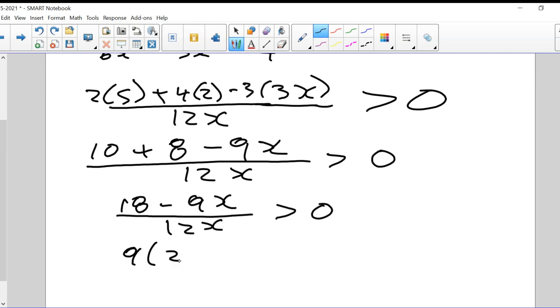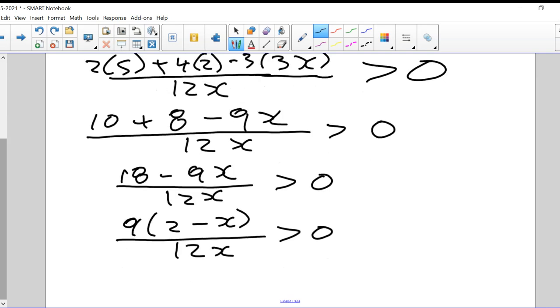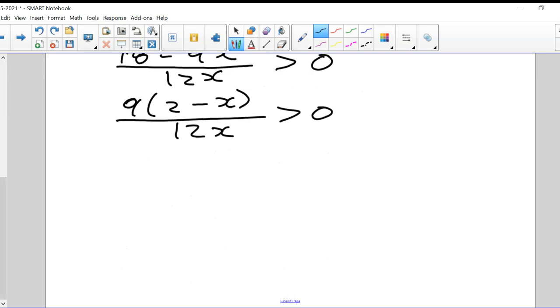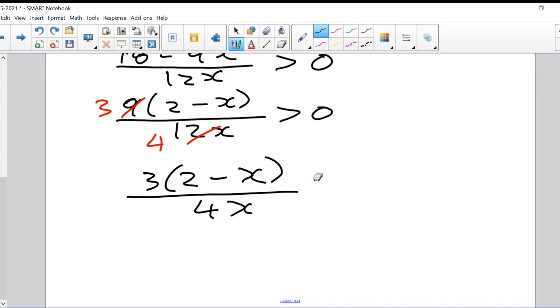So that would be 2 minus x over 12x, sorry, is greater than 0. Okay. And we know we can probably reduce that 9 and that 12 a little bit. All right, so maybe cancel that down for smaller numbers. So 3 into 9 gives me 3. 3 into 12 gives me 4. So here's what we really have. And I don't think we can reduce this down anymore. We have now 3 times 2 minus x over 4x is greater than 0.